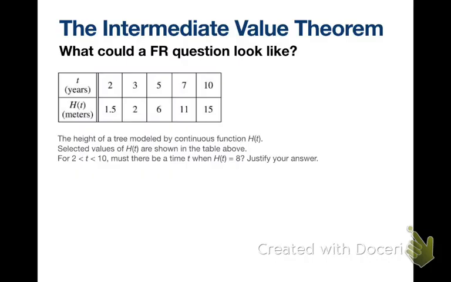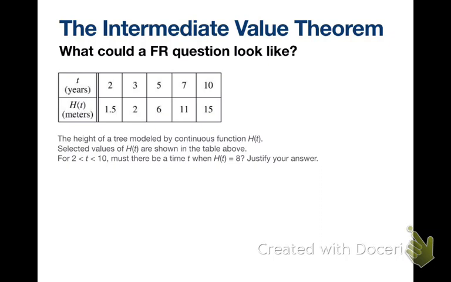Finally, let's consider a possible free response question using the intermediate value theorem. The height of a tree is modeled by a continuous function h of t. Not much of a sentence there, but there we have it. Selected values of h of t are shown in the table above.